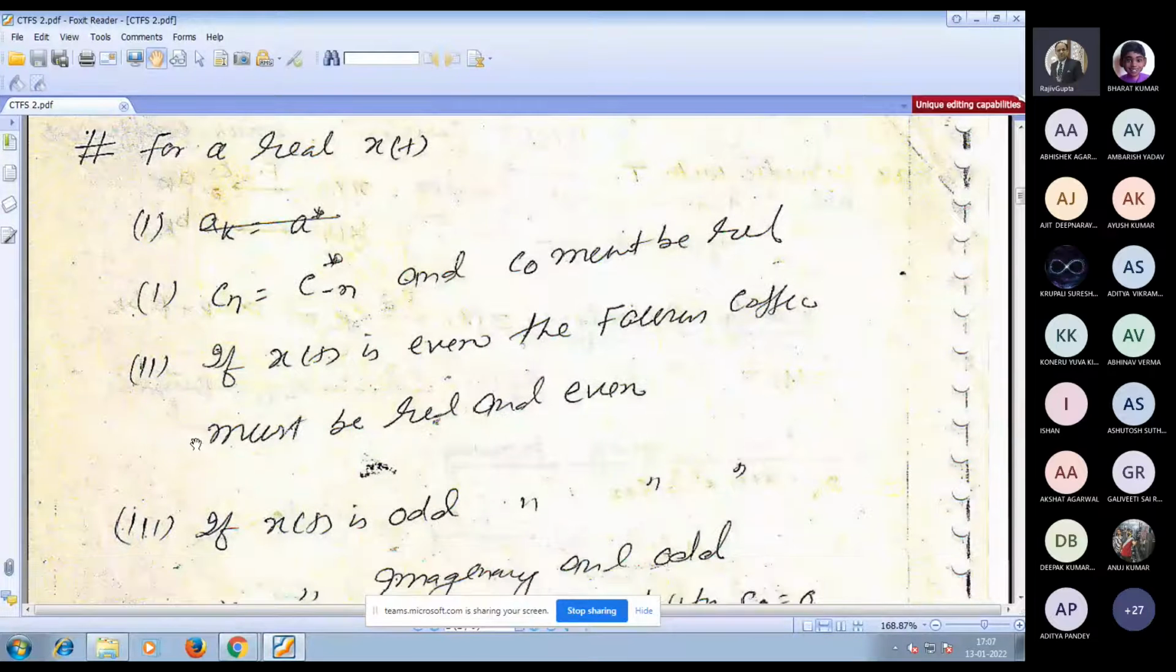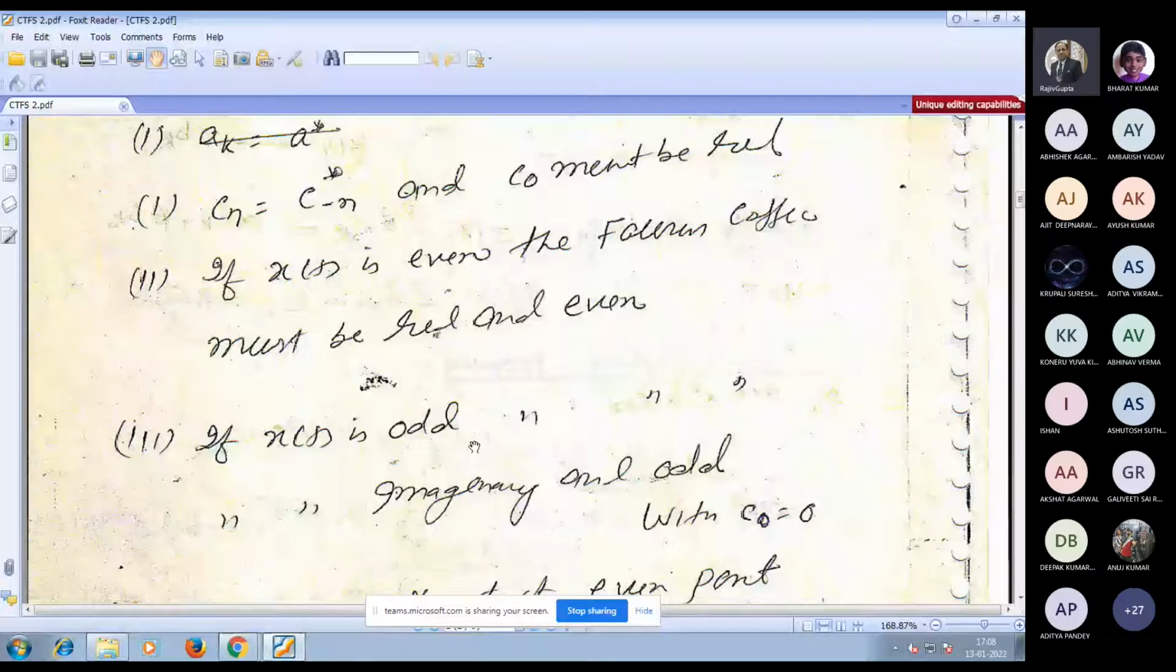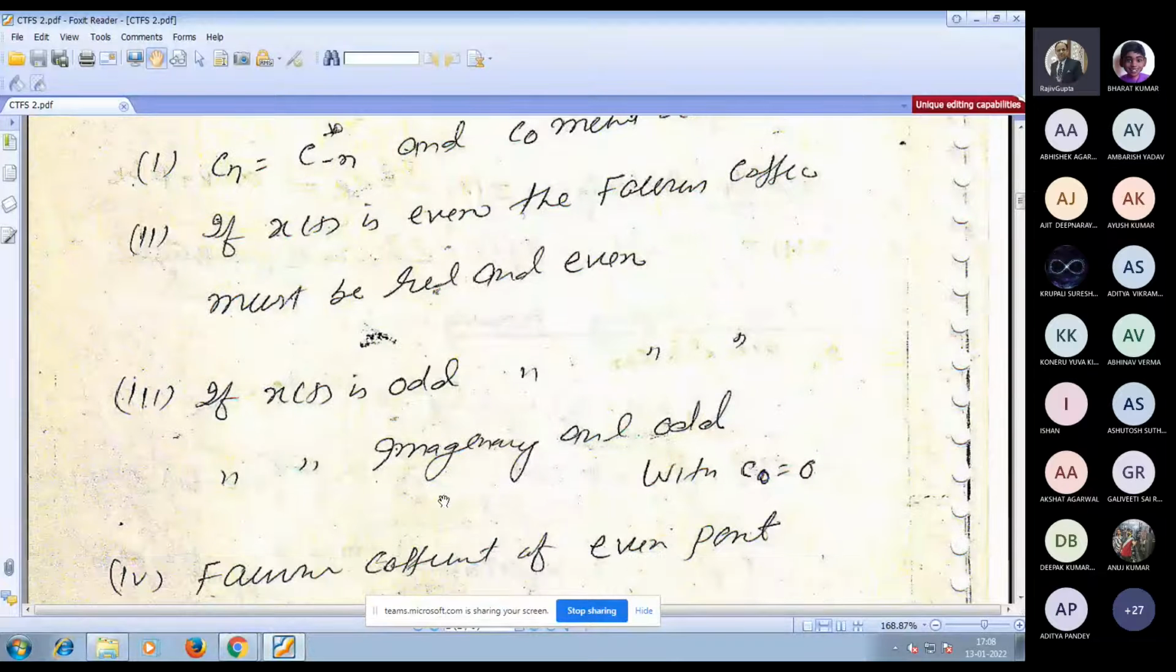Next is if xt is even, the Fourier coefficient must be real and even. This is again an important point. If xt is even, the Fourier coefficient must be real and even. And if xt is odd, the Fourier coefficient must be imaginary and odd, and with that, C naught must be 0. This is what we already discussed: for an odd signal, C naught is 0.